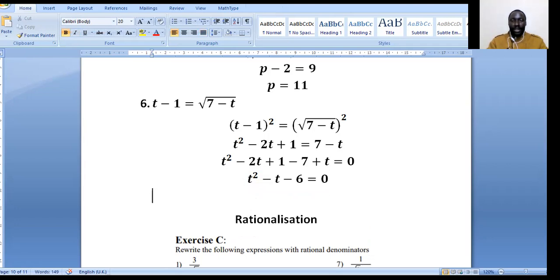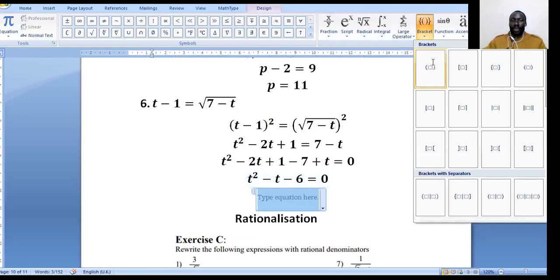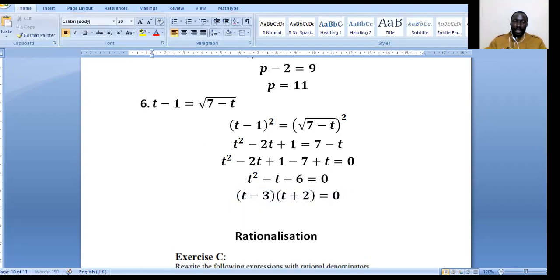Two numbers that would give us a product of negative 6. We can use the method of brackets. Two brackets will be adequate for us, equals to 0. So two numbers that would give us a product of negative 6, that is what? Negative 3 and positive 2. So we'll be having t minus 3 in one bracket and t plus 2 in another bracket. And in the next step, we just equate this one to 0, okay?